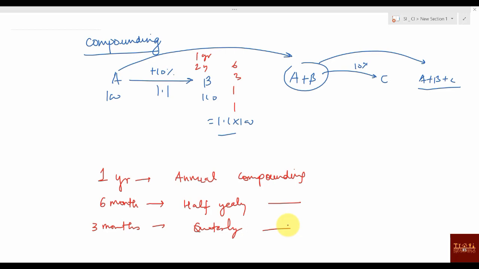So these are some special terms you should know. When they are saying half yearly compounding, you should know that they are talking about 6 months. When they are talking about annual compounding, they are talking about 1 year. When they are talking about quarterly, it means they are talking about 3 months.